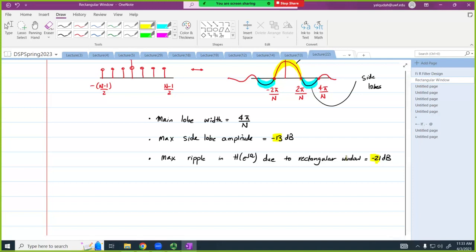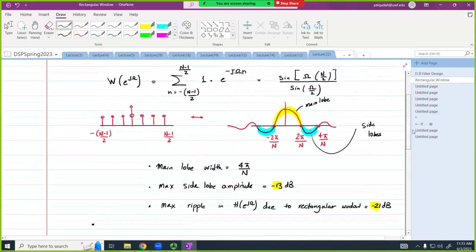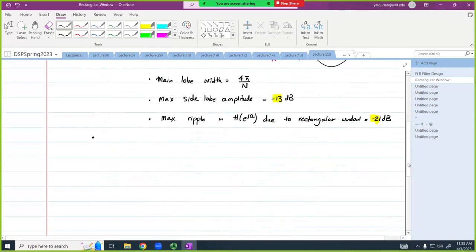So this is the case for a rectangular pulse, but nobody said we have to use a rectangular pulse. We can use other windows. And one of the other windows that we can use is the Hamming window. So these are the parameters for a rectangular pulse. We can use a Hamming window.